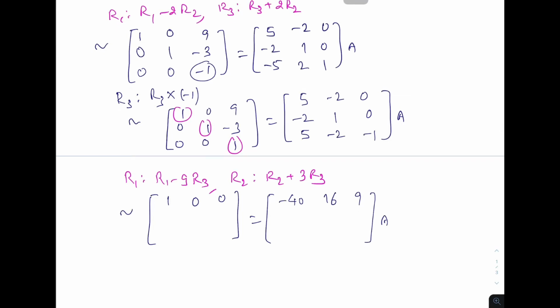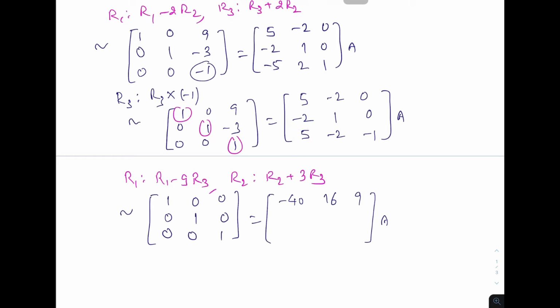Okay, now R2 plus 3 R3. So let us do here, these two are 0, so no change, so this is 0 1, but then 3 multiply here, 3 add here, so that will be 0. Okay, and 0 0 1, third row no change. Same procedure we need to do here, multiply with 3 and add here.